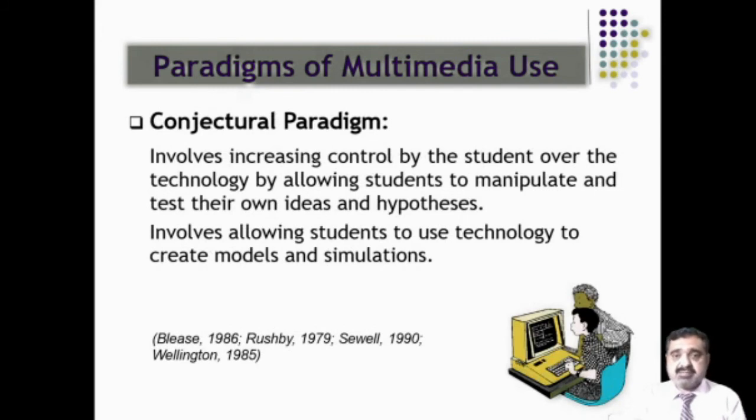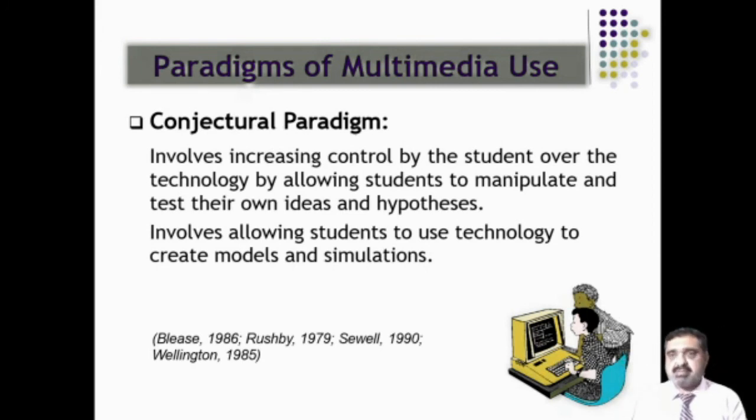Then the other is the conjectural paradigm. This type of paradigm involves increasing control by the students over the technology by allowing students to manipulate and test their own ideas and hypotheses. It involves allowing students to use technology to create models and simulations. So we can also define this conjectural paradigm as one of the categories that involves increasing control by the students over the computer by allowing subjects to manipulate and test their own ideas and hypotheses.